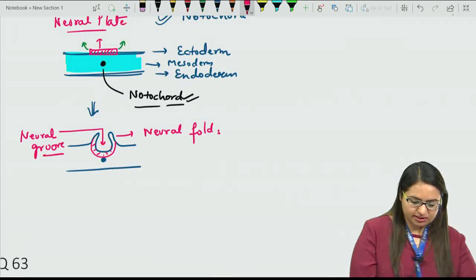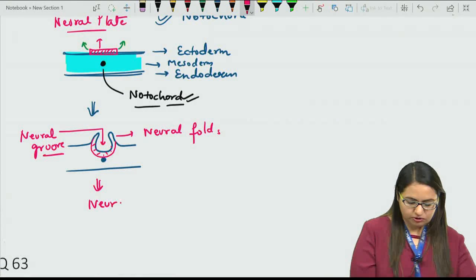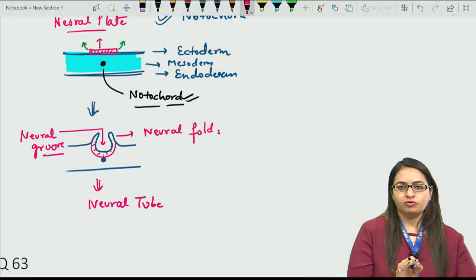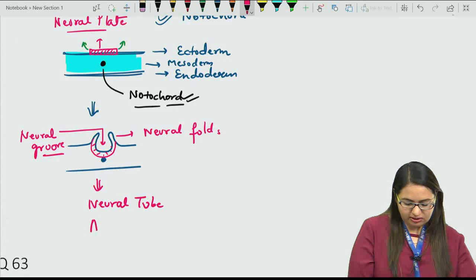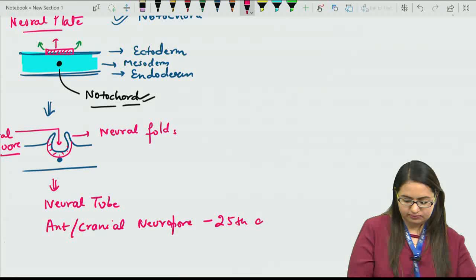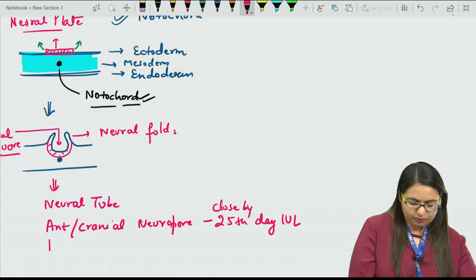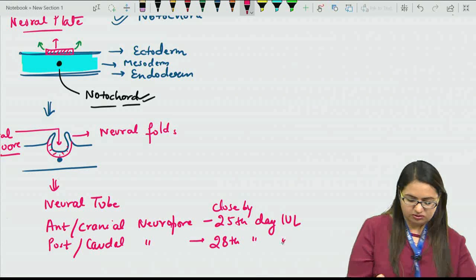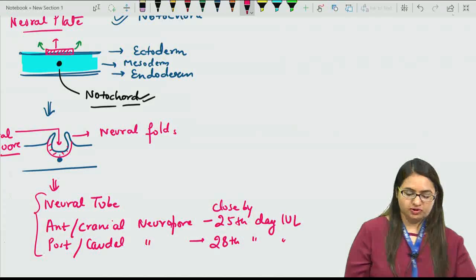When neural tube formation is occurring, the whole of the tube fuses except the anterior neuropore and the posterior neuropore. The anterior or cranial neuropore of the neural tube closes by the 25th day of intrauterine life, and the posterior neuropore or caudal neuropore is the last to fuse, and it closes by the 28th day of intrauterine life. So therefore it leads to the formation of the neural tube.